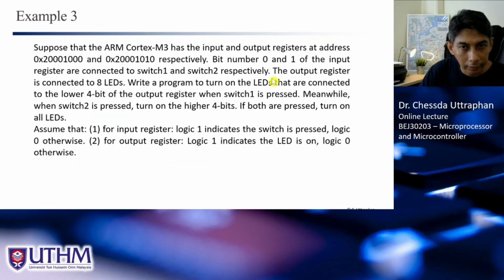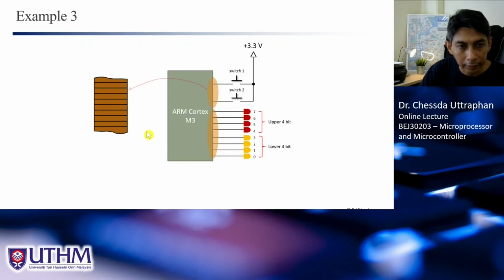Okay. The output register is connected to 8 LEDs. Write a program to turn on the LEDs that are connected to the lower 4 bits of the output register when switch 1 is pressed. Meanwhile, when switch 2 is pressed, turn on the higher 4 bits, and if both are pressed, turn on all the LEDs. So it's like this.